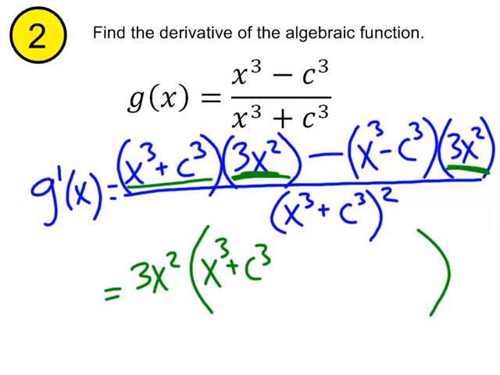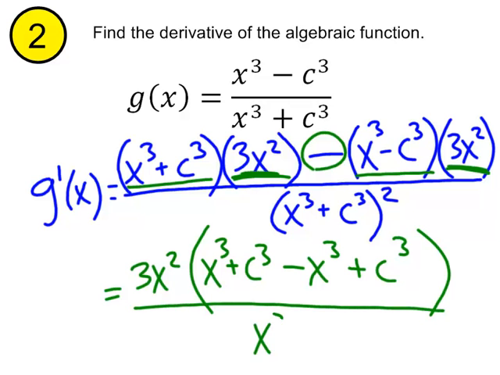And let's also put the x cubed minus the c cubed, but let's distribute that negative right there. So minus x cubed minus c cubed, I need to distribute the negative so it becomes a plus c cubed. And that's all over x cubed plus c cubed quantity squared. I notice that inside the big parentheses the x cubed and the minus x cubed cancel out.